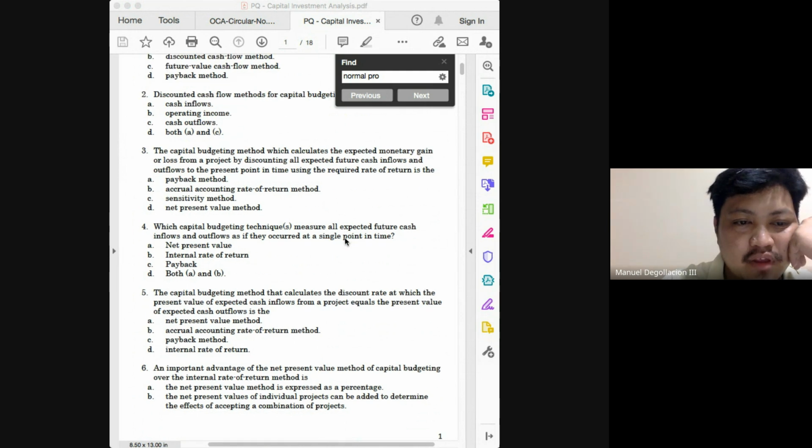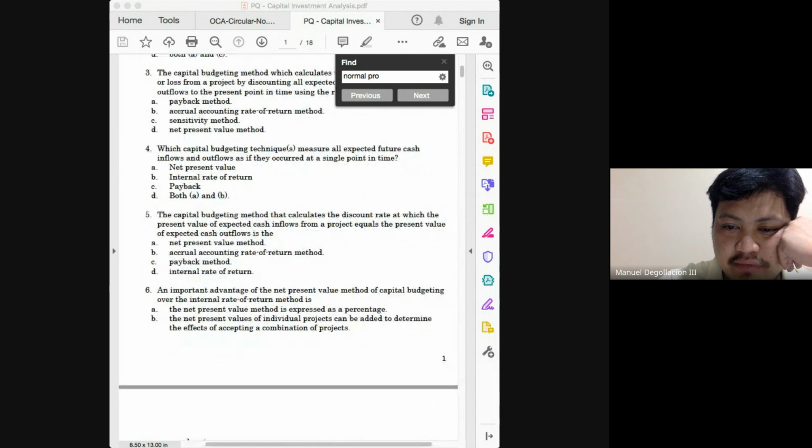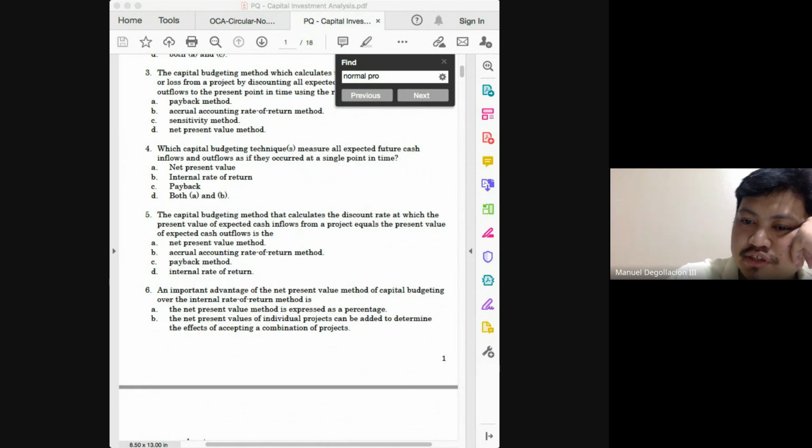Number five, the capital budgeting method that calculates the discount rate at which the present value of expected cash inflows from a project equals the present value of expected cash outflows. This is basically the definition for your internal rate of return. So the answer here would be letter D.